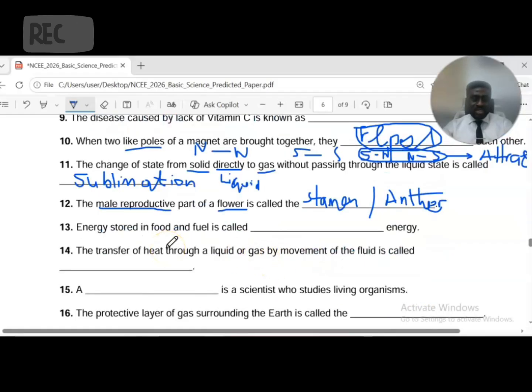Then 13, energy stored in food and fuel is called dash energy. Energy, which is the ability to do work, stored in food and fuel is called dash. What is that energy we derive when we eat food or consume drinks? Could be water and other juices and other drinks in the environment, whether naturally produced or industrially produced. What do we call that form of energy? It's called chemical energy. That's the energy we derive from the foods we eat when they are broken down into energy, which is adenosine triphosphate, and the body uses it for its growth and development through cellular respiration.